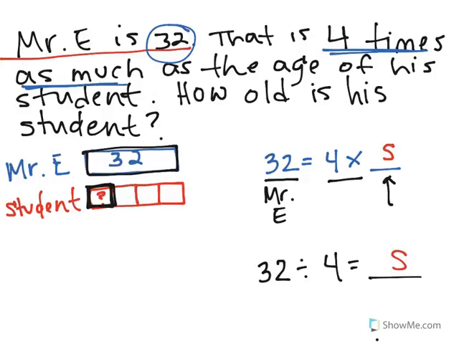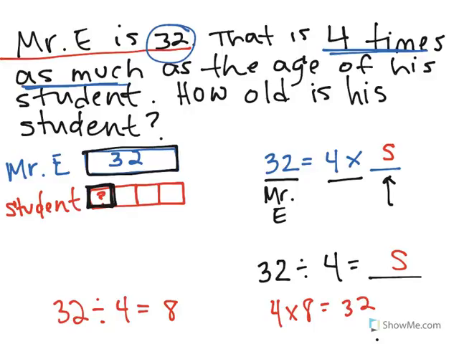So now I'm just thinking, what quantity times 4 is equal to 32, or 32 split equally into 4 parts is what? Because of my fast facts, I actually know that 4 times 8 is equal to 32, or 32 divided by 4 is 8. So bringing it back to the problem, the student is 8 years old.